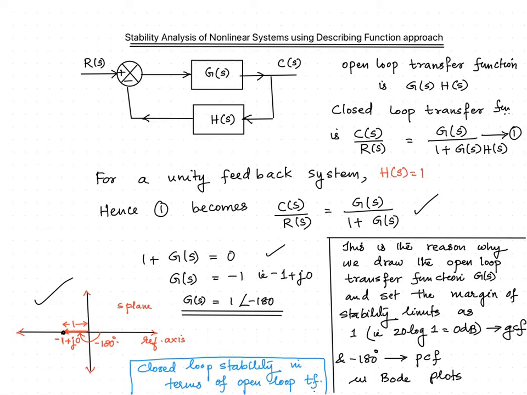This is the reason why we draw the open loop transfer function G(s) and set the margin of stability as magnitude equal to 1, that is 20 log 1 equal to 0 dB, and phase equal to minus 180 degree, for gain crossover frequency and phase crossover frequency respectively in the Bode plots. Here we identify the closed loop stability in terms of open loop transfer function plots. The significance of the critical point minus 1 + j0 in the Nyquist stability criterion also arises from this concept.